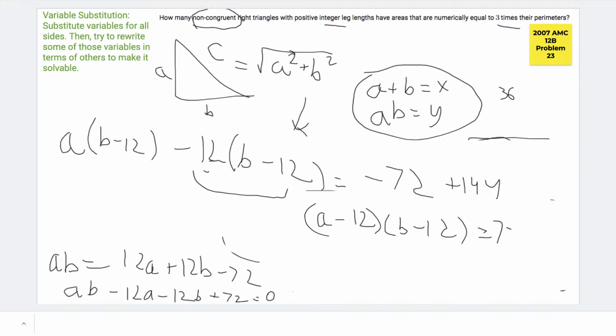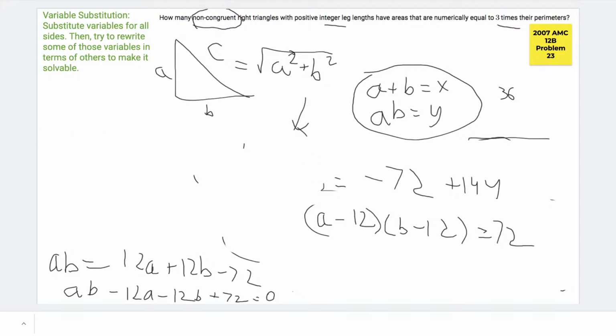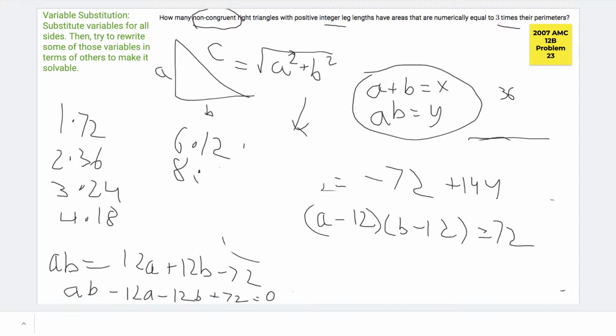Now you look at the pairs of 72. So 72 equals 1 times 72. This also equals 2 times 36. This also equals 3 times 24. This equals 4 times 18. This is also 6 times 12. This is also 8 times 9. And now we're not going to write 9 times 8 again and 12 times 6 again.